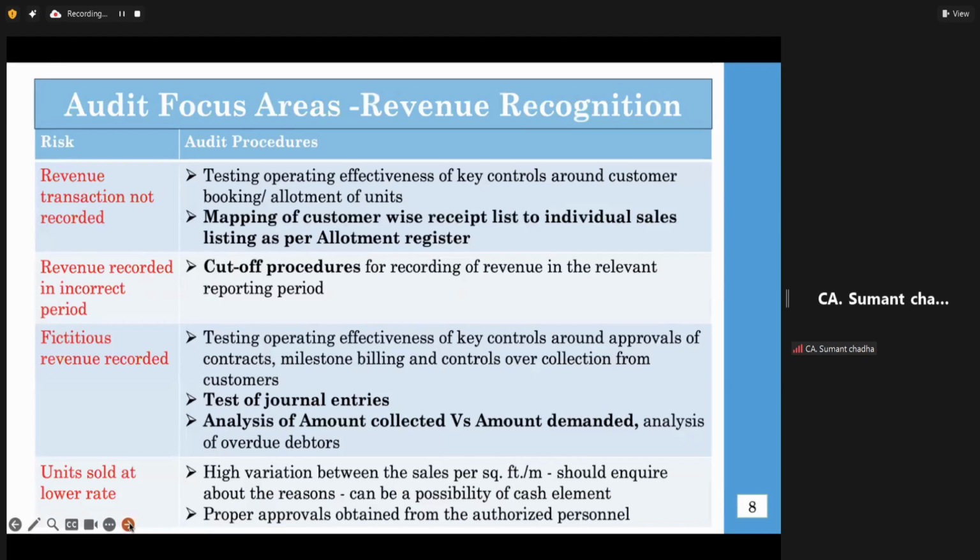So mapping, this is one key thing, one simple exercise we can do when there are multiple flat buyers for revenue. Apart from any element of something which is not recorded in the books, I have to map the customer-wise receipt list. So we have these salespeople, we have a CRM, whether it is automated or manual. Most of it now uses various CRM software. And individual sales listing as per the allotment register. So when the branches or branch managers or sales managers are interacting, they will keep a record of their sales with the customer-wise receipt list in my accounting.